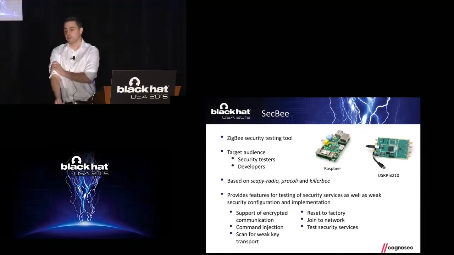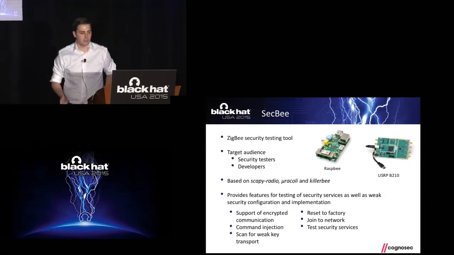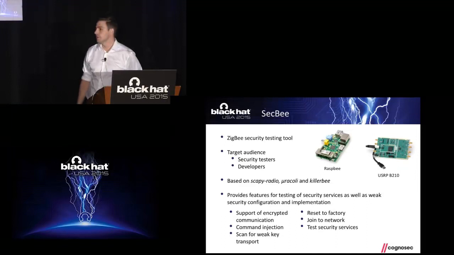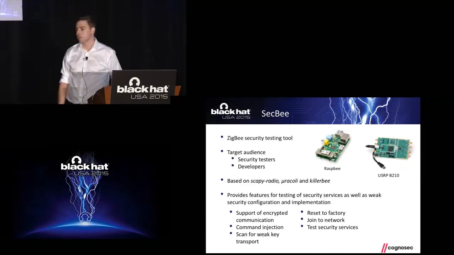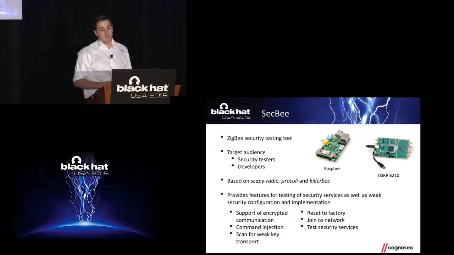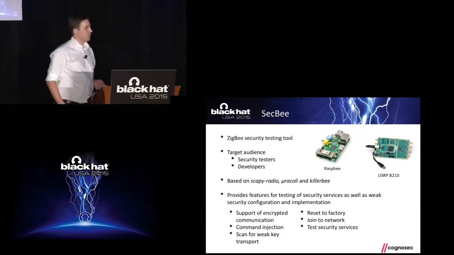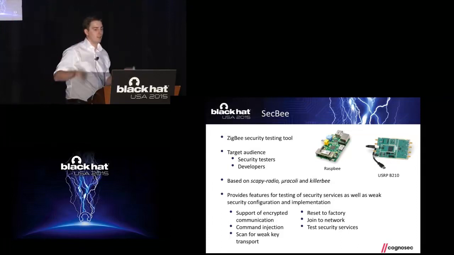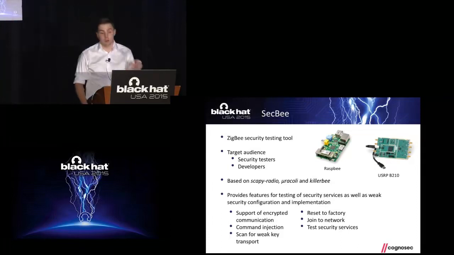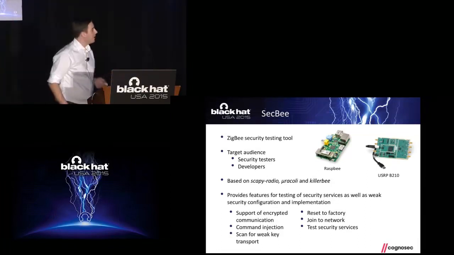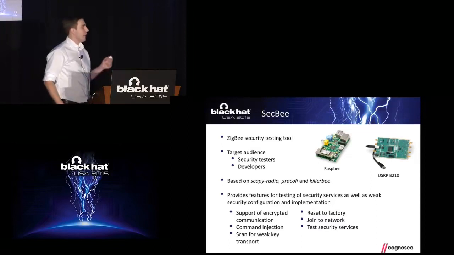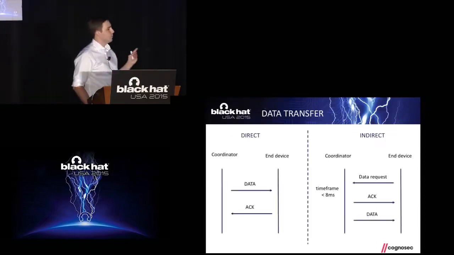So we have brought two hardware boards today: the USRP, which is quite popular, I think, at Black Hat at the moment, and an extension board for the Raspberry Pi called Raspi. Why two? Because the USRP we use for sniffing, because we can get a large bandwidth, so you can get all ZigBee channels and do sniffing. And the Raspberry Pi we used for command injection, because we realized there are two ways of doing data transfer in ZigBee. They are called direct and indirect.